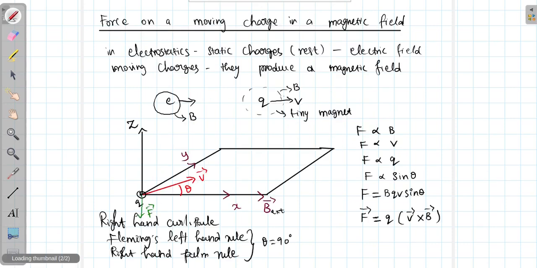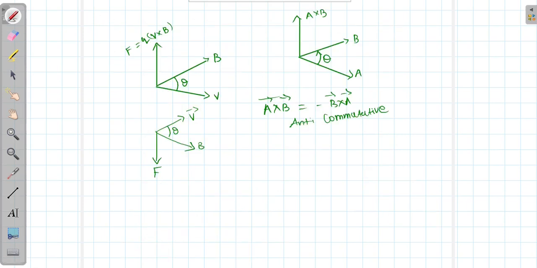You can apply Fleming's left-hand rule and the right-hand palm rule whenever they make an angle of 90 degrees with each other, exactly velocity and magnetic field. Now we redraw this diagram again.